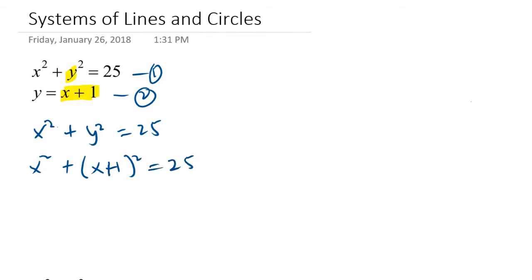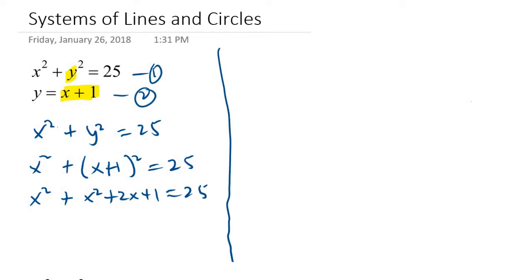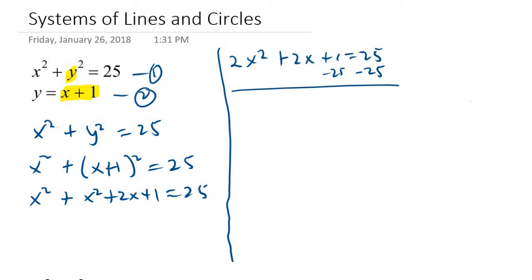squared equals 25 and solve for x. If we do FOIL on this, we'll get x squared plus 2x plus 1 equals 25. Now we're going to solve this. Combining like terms together, we have 2x squared plus 2x plus 1 equals 25, which if we subtract 25 from both sides, you will get 2x squared plus 2x minus 24 equals 0.